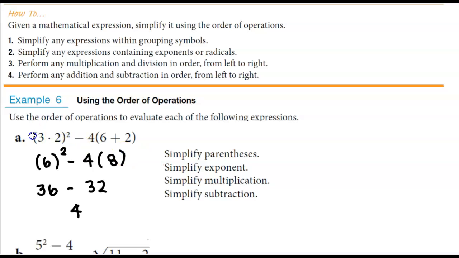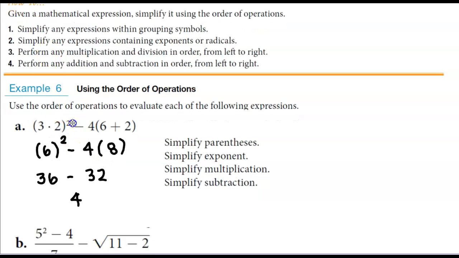So the first part, if you read it from left to right, you've got 3 times 2 squared minus 4 times parentheses 6 plus 2. So here we're going to first do what's inside the parentheses because that's a grouping symbol. So 3 times 2 is 6. Then we're going to square it. Minus 4, and then what's inside the parentheses here is 6 plus 2, which is 8. So what we've done is we simplified the parentheses first.